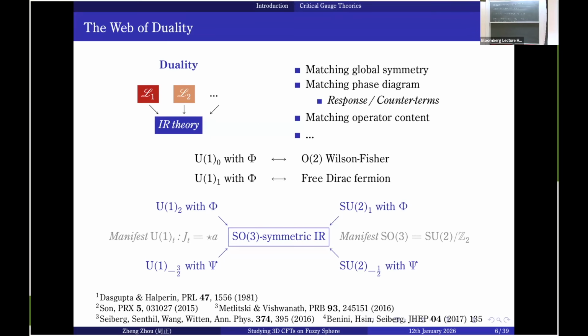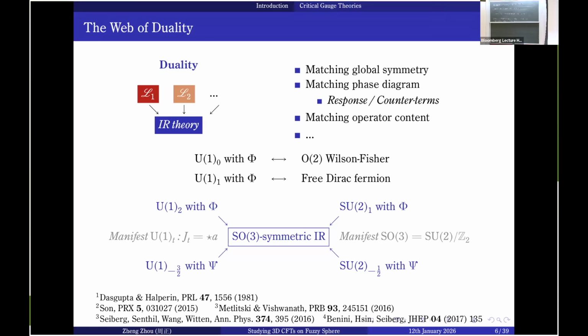On the other hand, the U(1) level 2 with a scalar is conjectured to flow to a CFT in the IR with an SO(3) symmetry. This theory is conjectured to have three other dual Lagrangian descriptions, namely U(1) level -3/2 coupled to a Dirac fermion, SU(2) level 1 coupled to a scalar, and SU(2) level -1/2 coupled to a fermion. So for these SU(2) gauge theories, the SO(3) symmetry is manifest as the flavor symmetry.